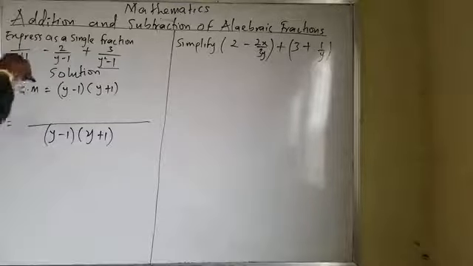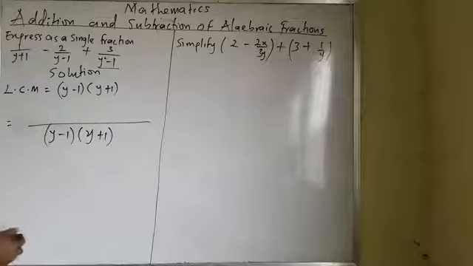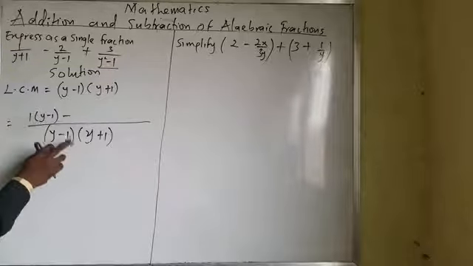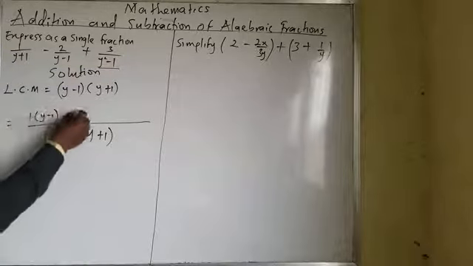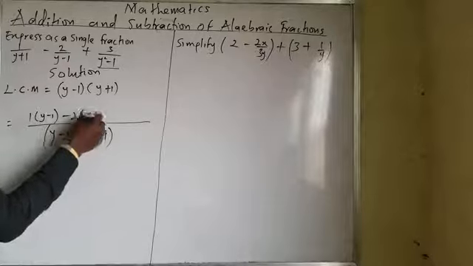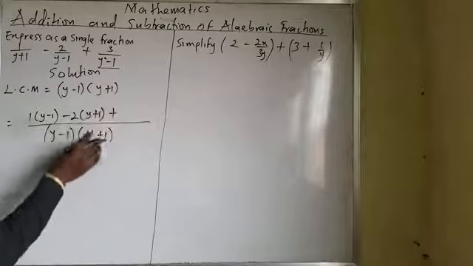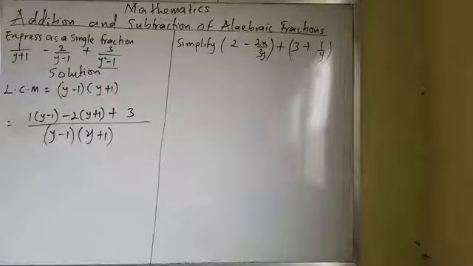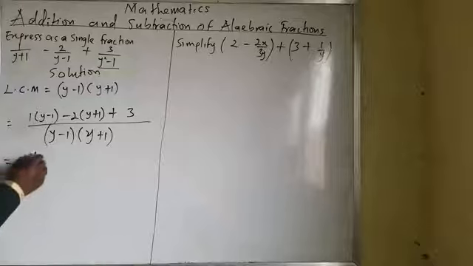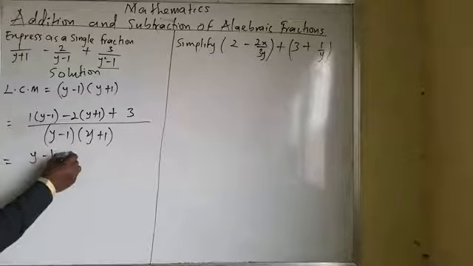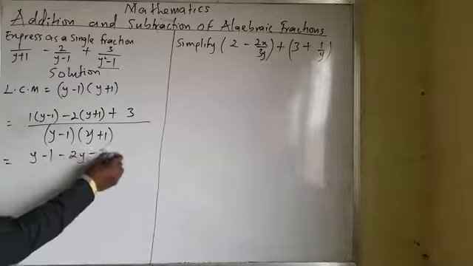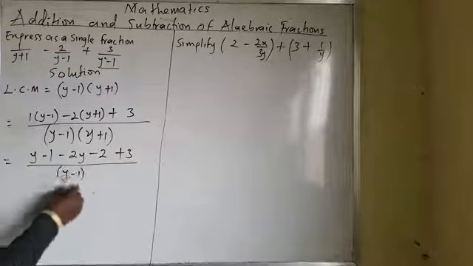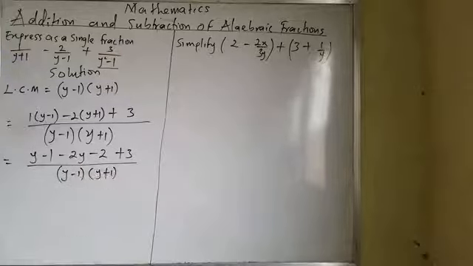Now, this in this will be y minus 1. It means 1 bracket of y minus 1, minus this in this, it will be 2 bracket of y plus 1. This in this, it will be 3, which is going to be 1, that is 3. Now, I can move on by having y minus 1 minus 2y minus 2 plus 3, divided by y minus 1, y plus 1.